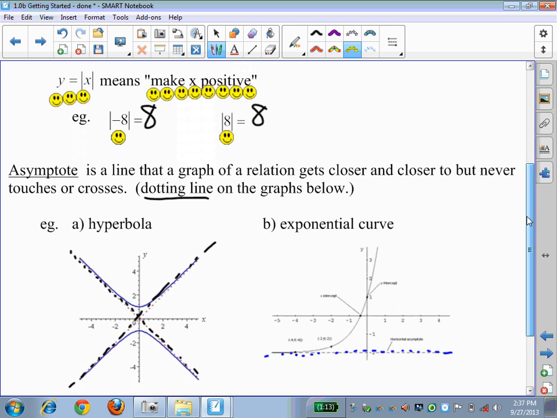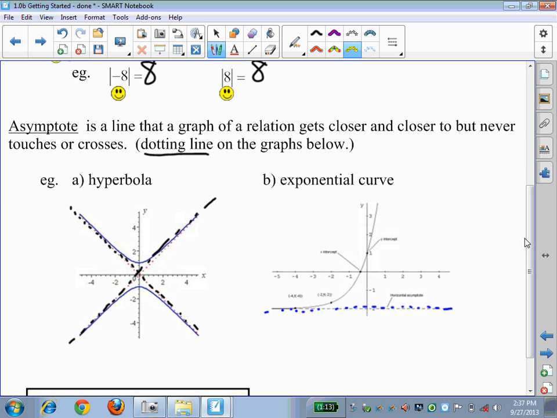Okay? And the last definition we're going to take a look at today is called an asymptote. An asymptote is a line that the graph of a relation gets closer and closer to, but never touches or crosses. In these diagrams, ladies and gentlemen, it's the dotted line, not the actual solid graph itself. So for a hyperbola, the graph is the blue line. However, the asymptotes are the black dotted lines here, okay? And those black dotted lines are where the relation approaches closer and closer, but never actually will touch or cross.